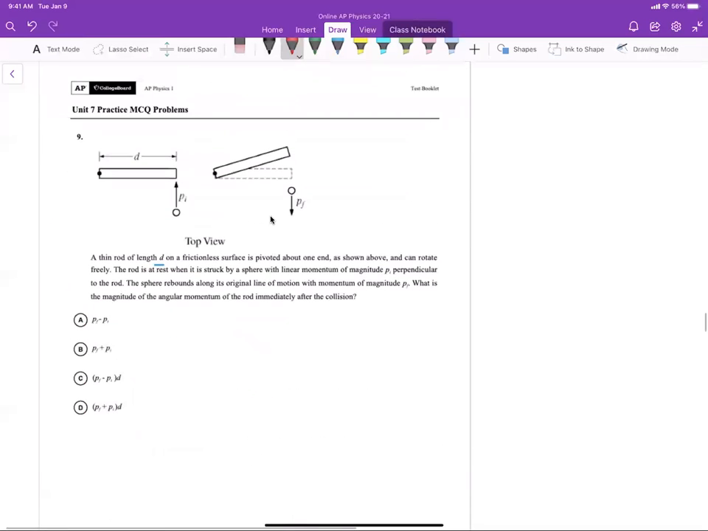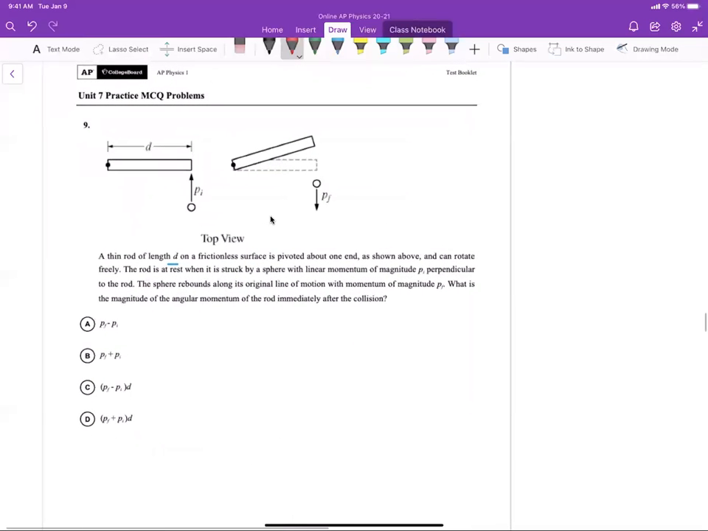Okay. Number 9 is a very difficult problem to understand. We have a ball that's coming along with an initial linear momentum, hits the rod, the ball bounces back, and the rod takes off. There's no other objects in the system. There are no outside forces or torques, so the initial angular momentum of the system must equal the final angular momentum of the system. Well, there are two objects in the system.